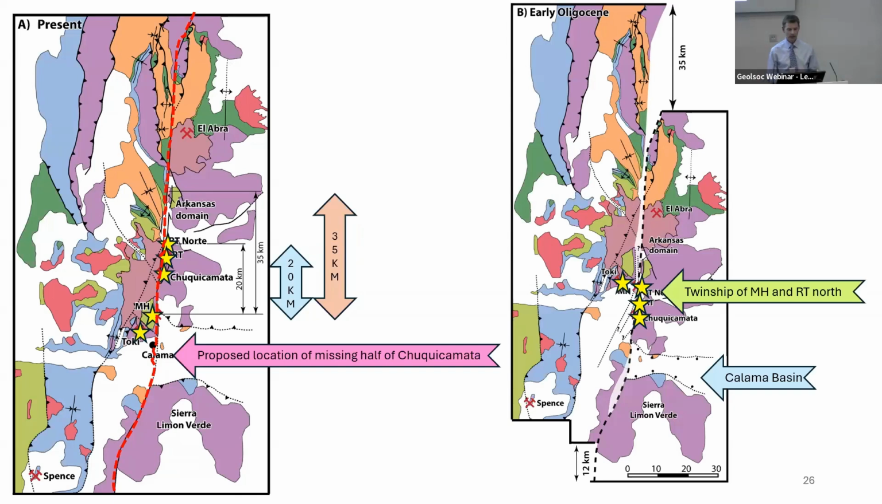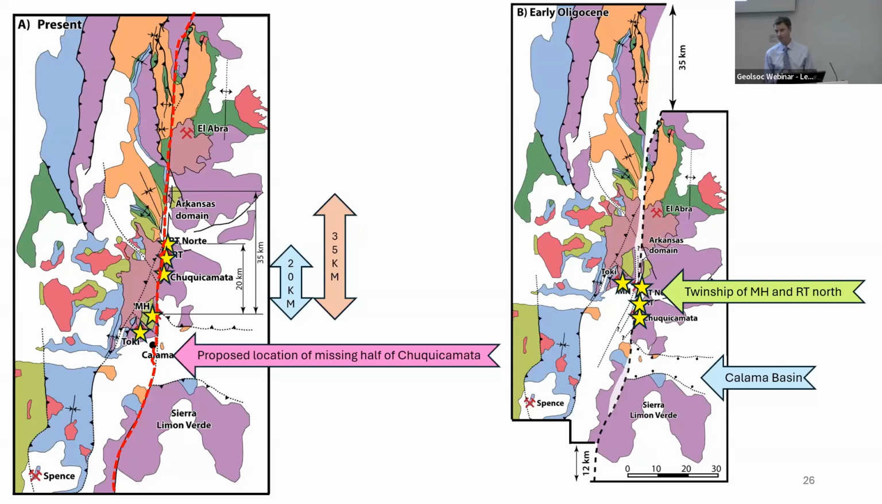So the reduction in the displacement in the offset can be explained by the opening of the Calama Basin during the Oligocene and Miocene. And as such, when we restore the RT and the MH deposits, it places the missing half of the Chuquicamata deposit 20 kilometers south of the active Chuquicamata mine, below a thick sequence of Oligocene to Quaternary age sedimentary cover of the Calama Basin.